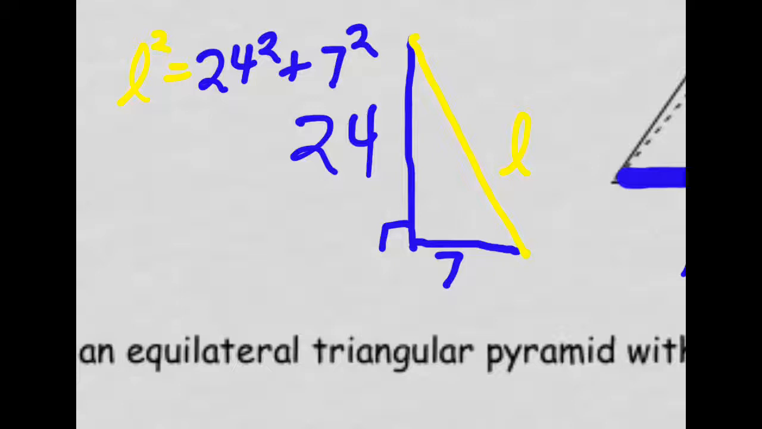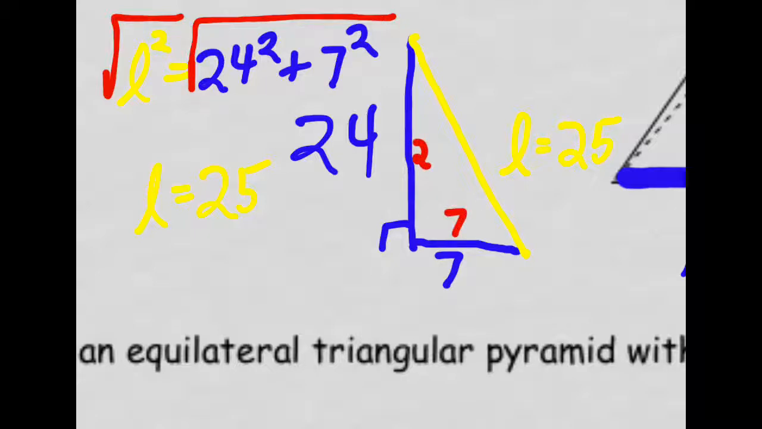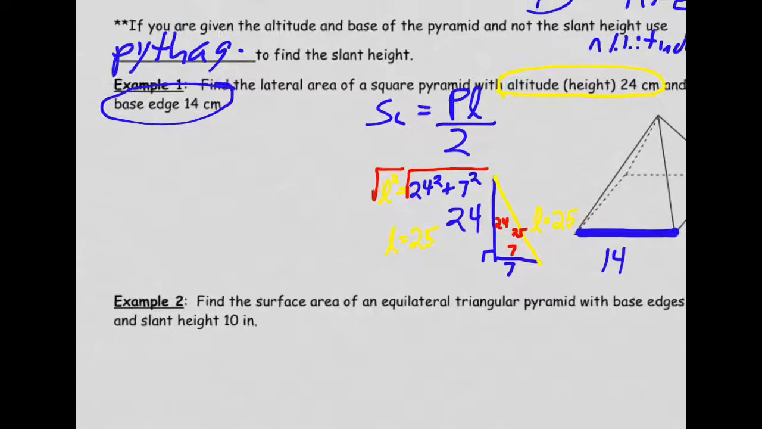All I have to do is put that into my calculator. And don't forget to square root both sides. And I'll get L equals 25, after you square root it. So 24 squared plus 7 squared, then you get the answer, and then you square root that. But the other thing I could do is remember my triples, 7, 24, and 25, and I wouldn't even have to do the Pythagorean theorem. So L equals 25.